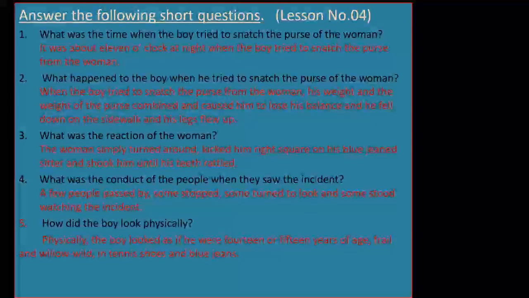Physically, the boy looked as if he were 14 or 15 years of age, frail and willow-wild, in tennis shoes and blue jeans.